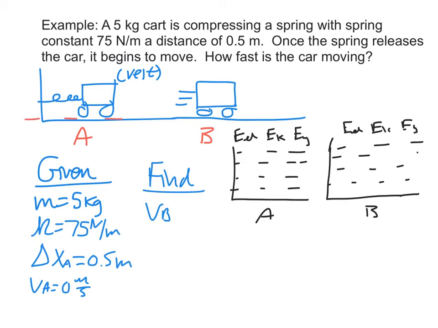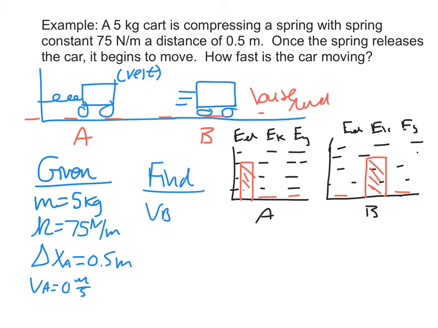So at A, what kind of energy do I have? If this is the base level, it's not moving, it is compressing a spring, and it's at the base level. All of my energy at A is elastic potential energy. At B, the spring is no longer compressed, it's still at the base level, but now it's moving. So the amount of energy at A equals the amount of energy at B. It's getting transferred from elastic potential energy to kinetic.